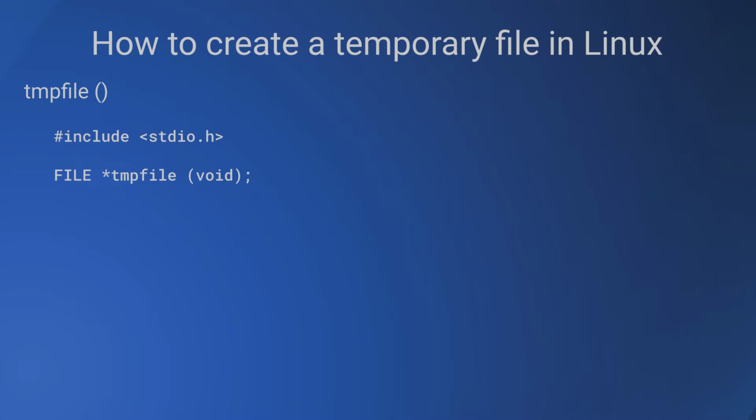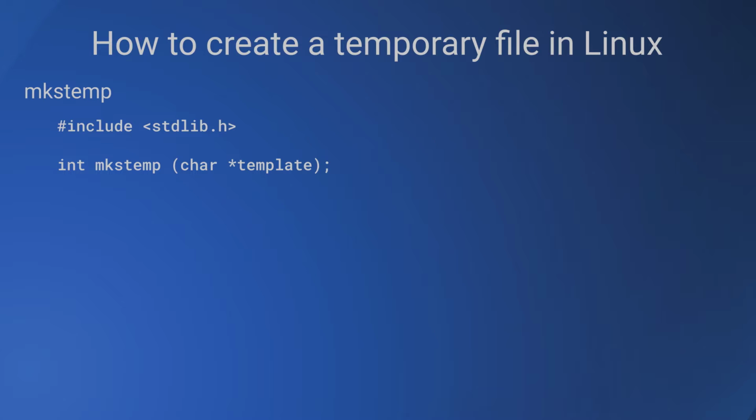The next method to create a temporary file is to use the library function tmpfile. When you call the tmpfile function, a unique temporary file is created and it is opened in read-write mode. A file pointer is returned. You can do I/O in the temporary file using this file pointer. When the file is closed or the program terminates, the temporary file is deleted.